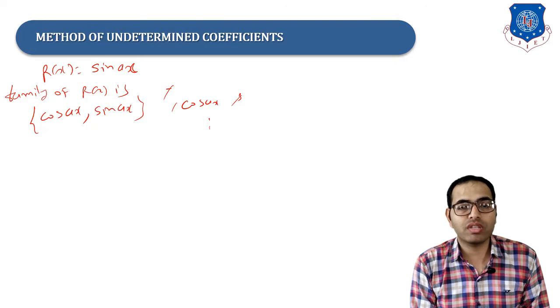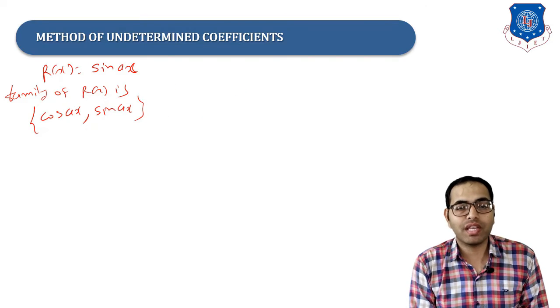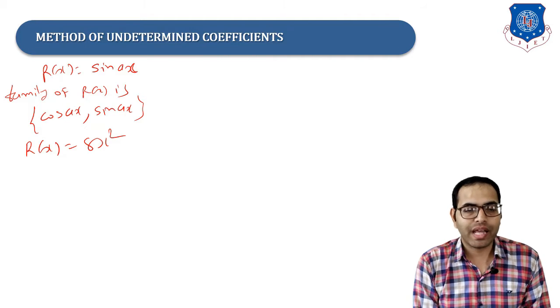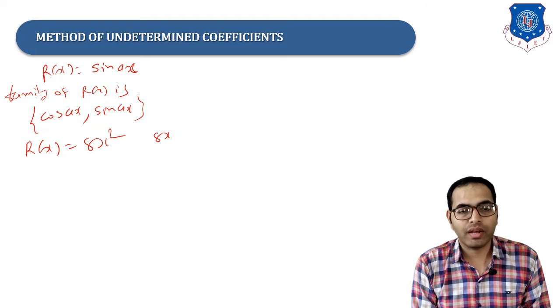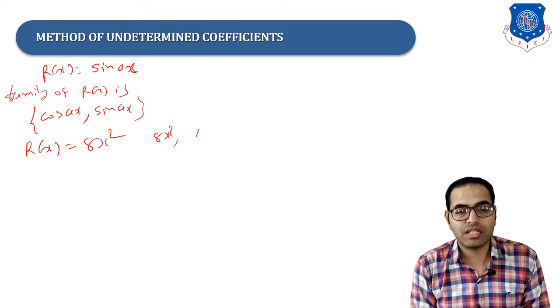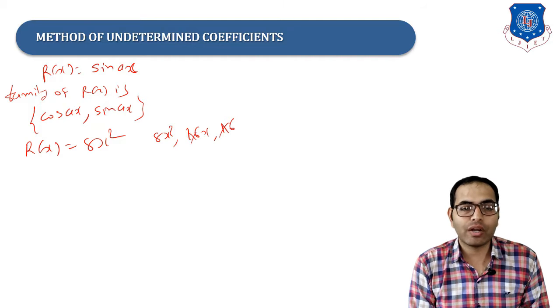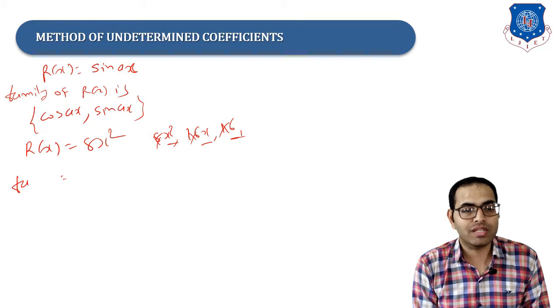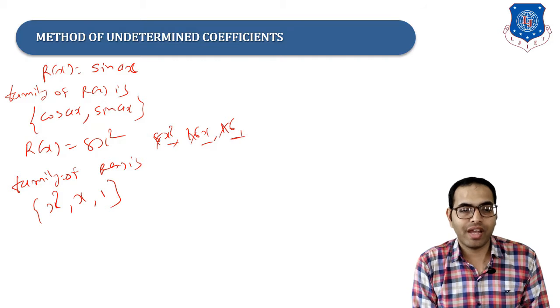Similarly, suppose our r of x equals 8x square. The derivative of that term is 16x, then again 16, and we neglect all the constant terms. We require just x square, x and the constant term 1. That means the family of r of x is x square, x and 1.